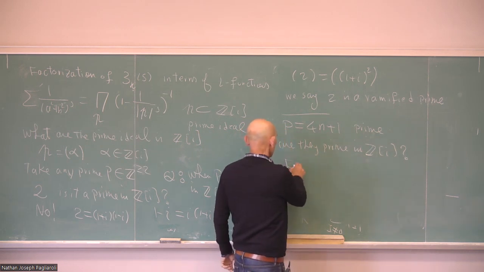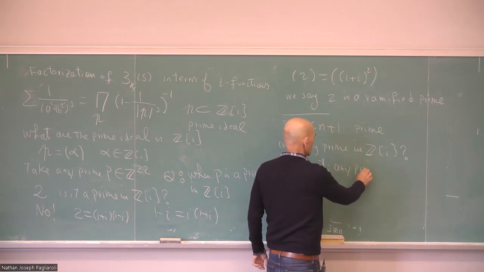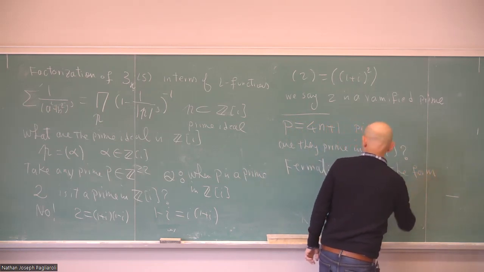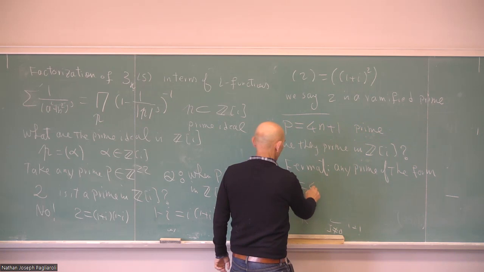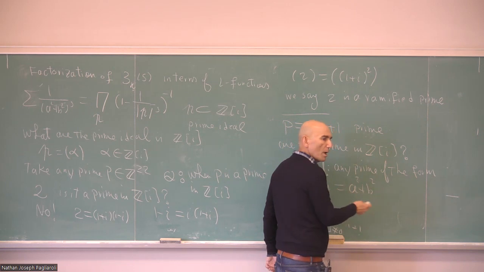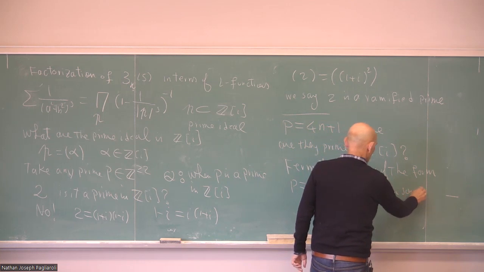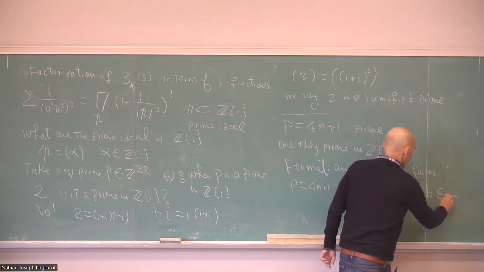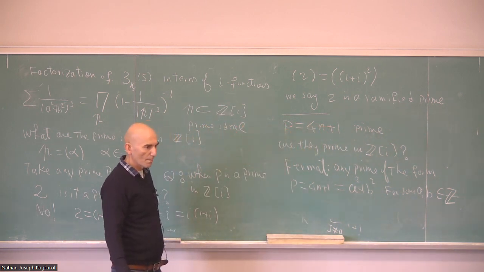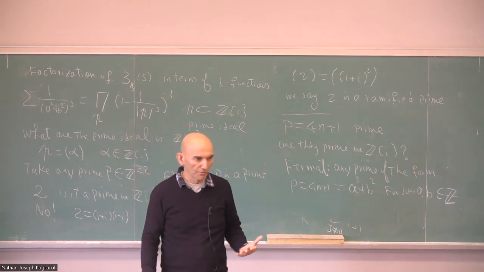So Fermat: any prime of the form p equal to 4n plus 1 is equal to a squared plus b squared for some integers a and b, a and b belonging to Z. This is not an obvious theorem. I mean, it needs a proof and it's not trivial.